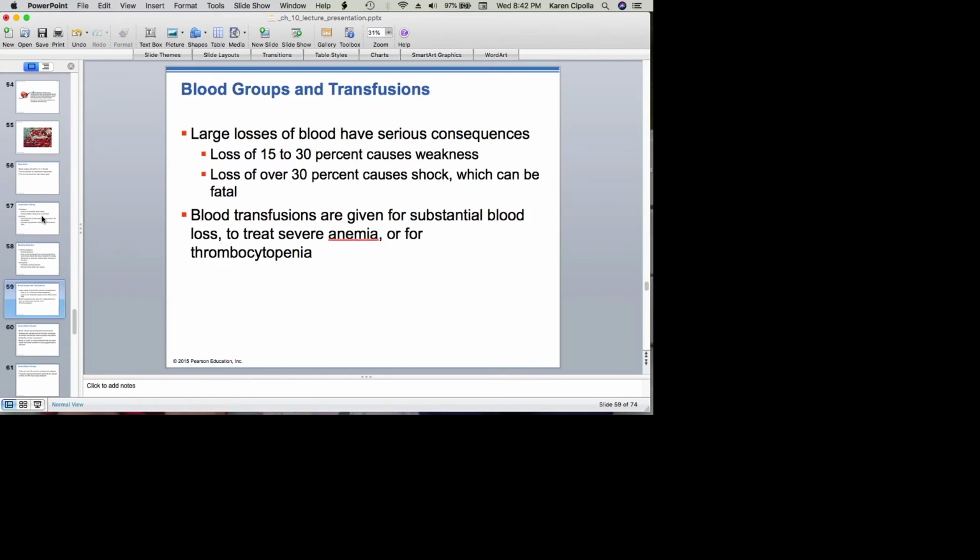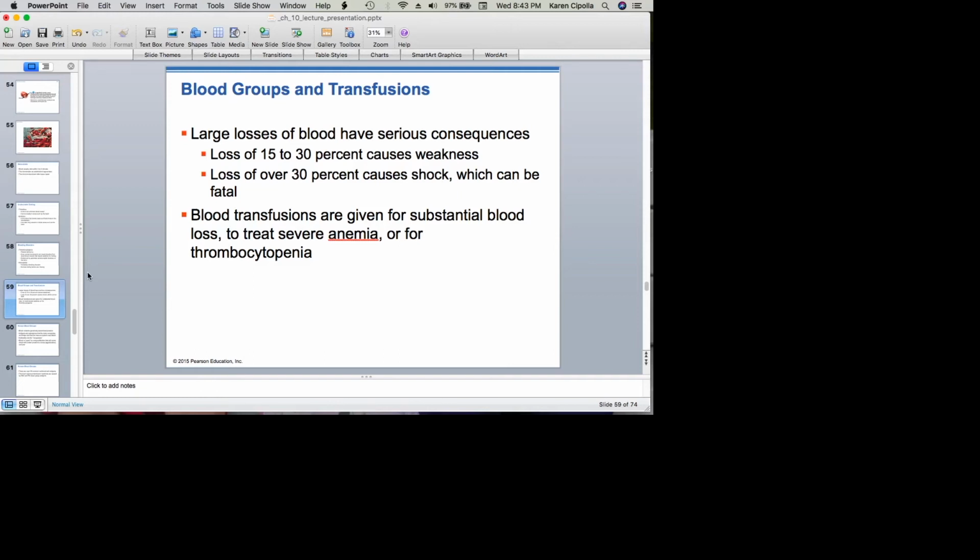Let's talk about blood groups. Blood groups and transfusions. When you have a big injury, you may have to have a transfusion. That is, large amounts of blood have been lost. A loss of 15 to 30% of your blood can cause weakness. Only 15 to 30. Could you imagine if you lost 40% of your blood if you had a huge injury that way? That's where blood transfusions come in.